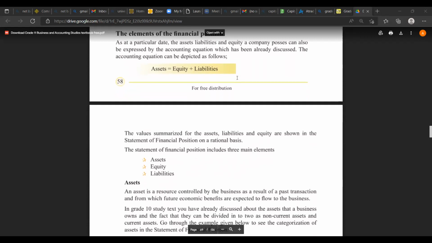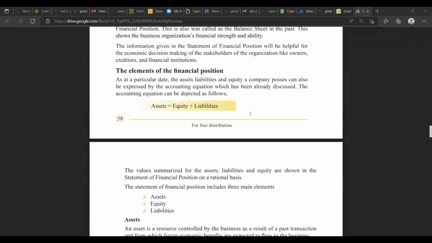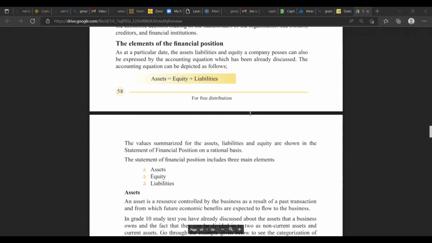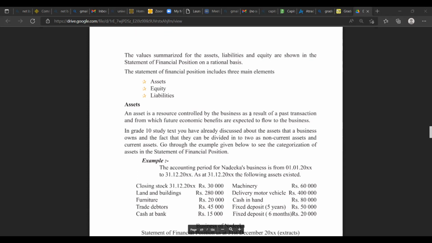The elements of the financial position. As at a particular date, the assets, liabilities, and equity combined can also be expressed by the accounting equation, which has been already discussed. The accounting equation can be depicted as follows. Assets equal equity plus liabilities. The values summarized for the assets, liabilities, and equity are shown in the statement of financial position on a rational basis. The statement of financial position includes three main elements: assets, equity, liabilities.